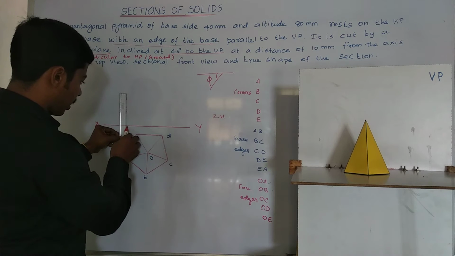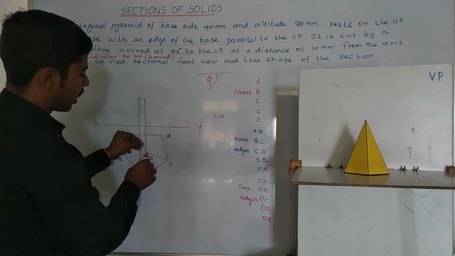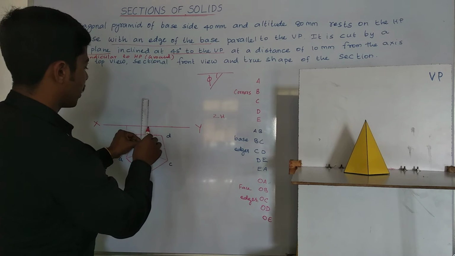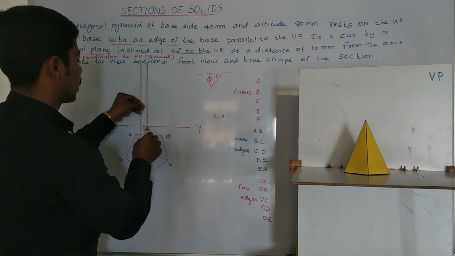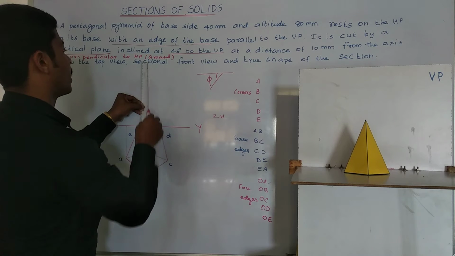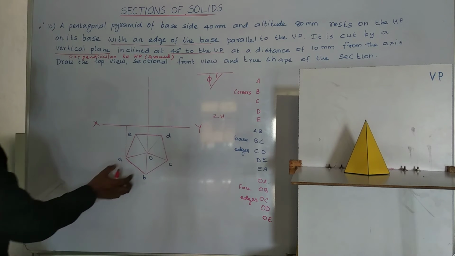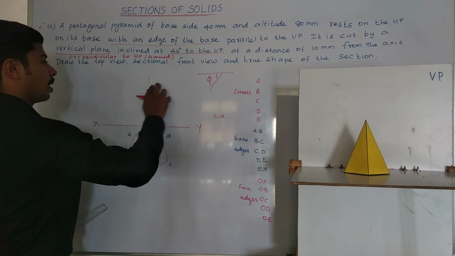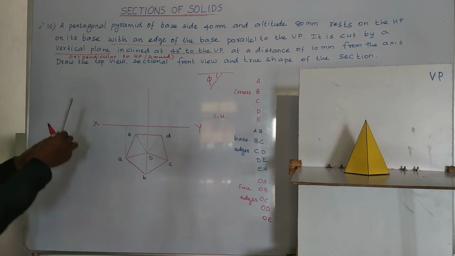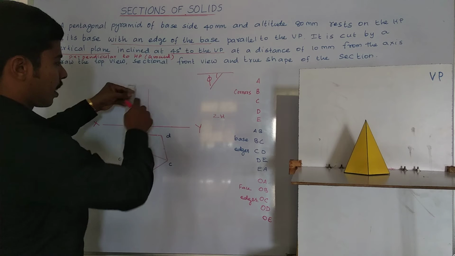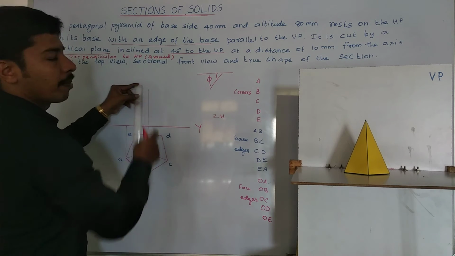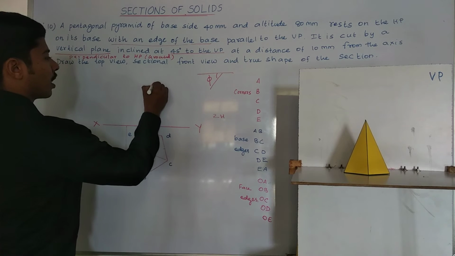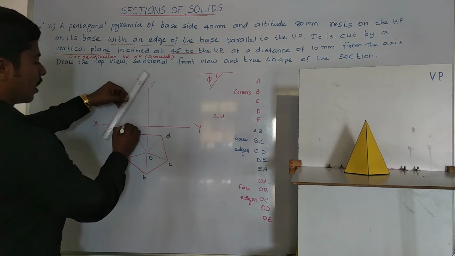First we have to project the centroid, the center point. Then the height of the solid is 80 millimeter. So this is 40, another 40, 80 millimeter height of the solid. Measure in the scale 80 millimeter from the XY line. Then this is our O dash.